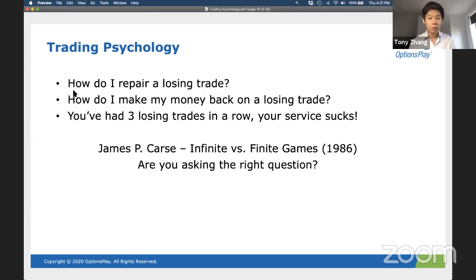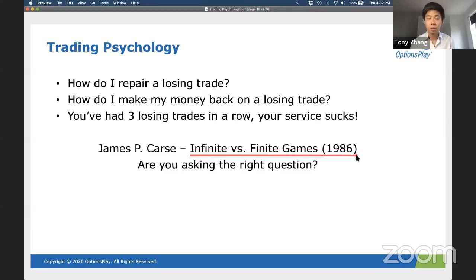So what I want to point everyone to here is a book that was written in 1986. I'm not suggesting that you go out and buy this book, because the book has nothing to do with trading. It's a book by an author named James P. Carse, and he was not a finance professional. He wasn't a broker or a trader. He was a religious philosopher, and he had a theory of an infinite versus finite game.